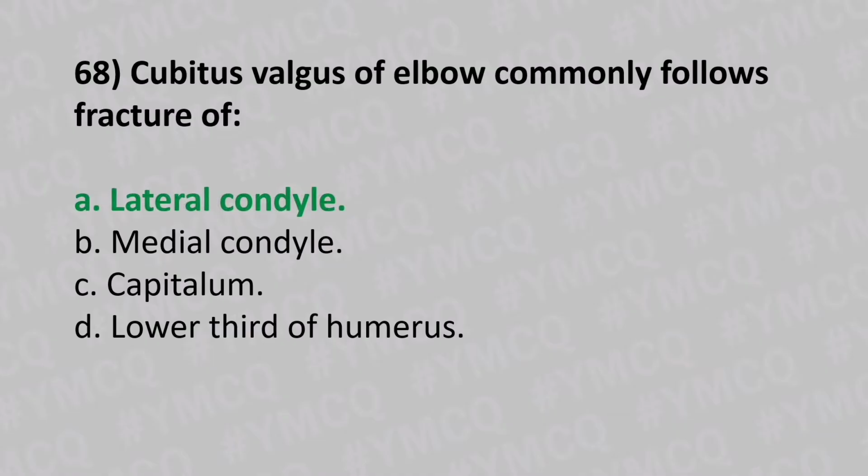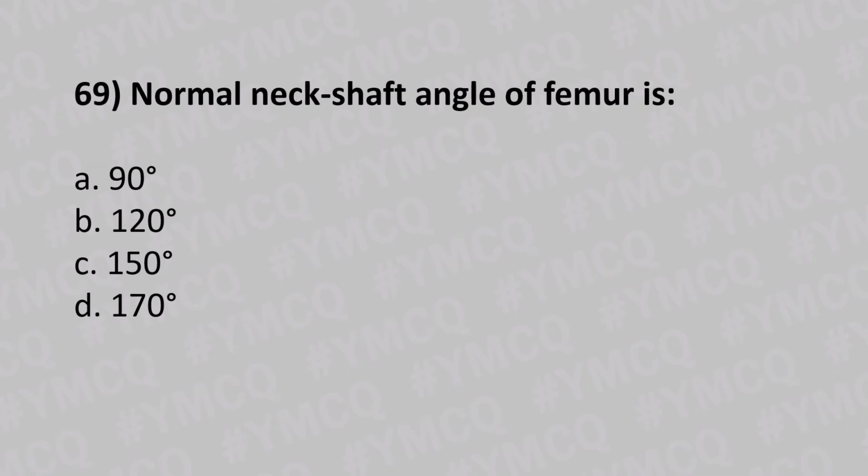option A lateral condyle. Moving to our 69th question, normal neck shaft angle of the femur is option A 90 degree, option B 120 degree, option C 150 degree, option D 170 degree. And the answer is option B 120 degree.